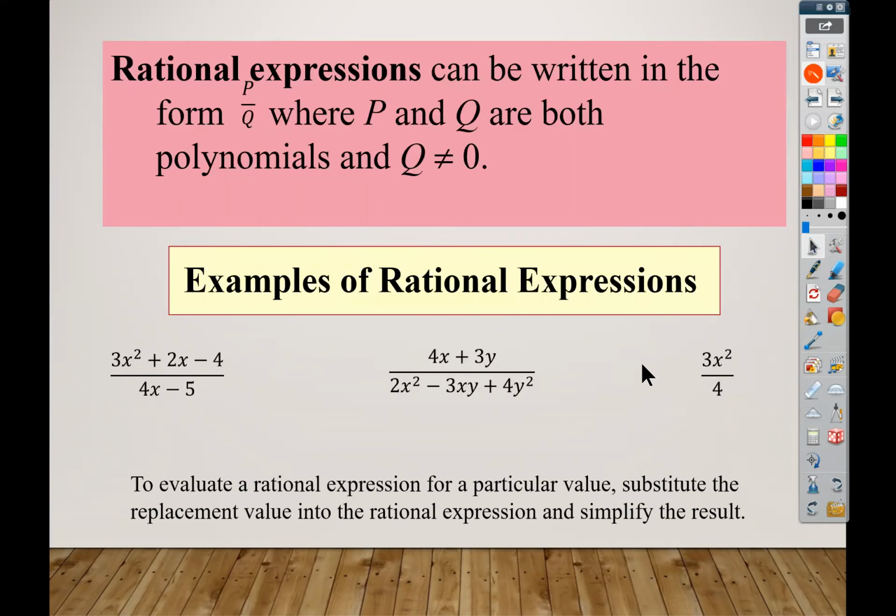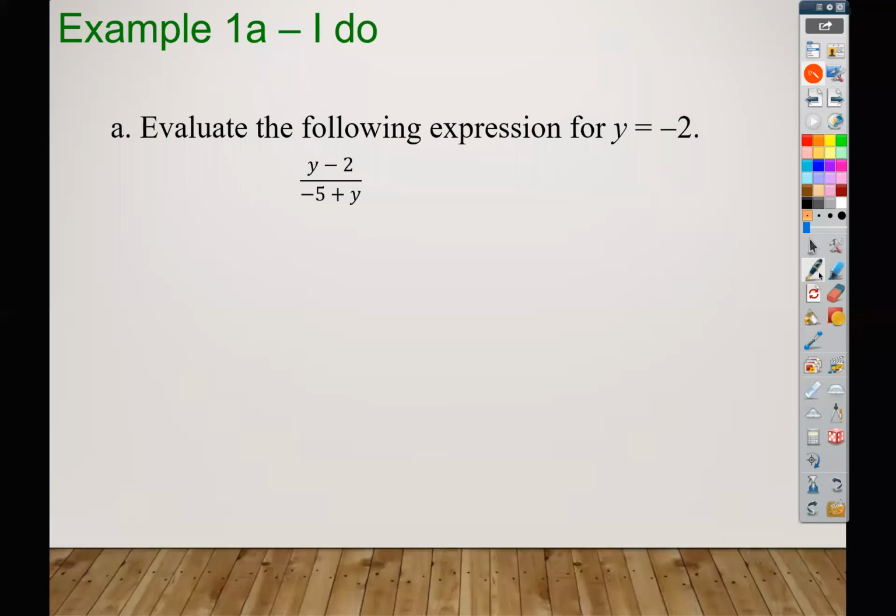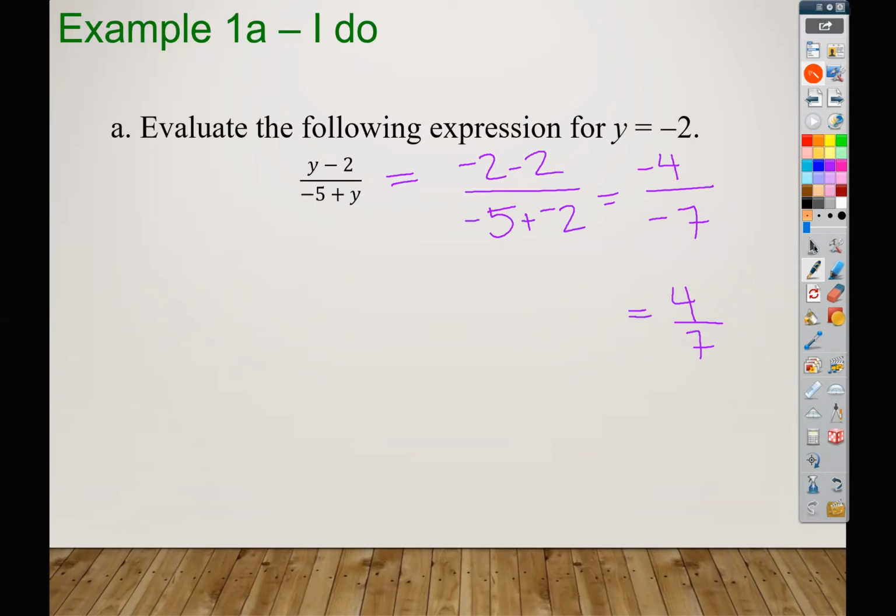To evaluate a rational expression for a particular value, substitute the replacement value into the rational expression and simplify the result. Number 1 says evaluate the following expression for y equals -2. So I'm just going to plug -2 in for the y and evaluate. So I've got plus a -2, so I'd have -4 over -7. A negative over a negative is a positive. So my answer would be 4 over 7.